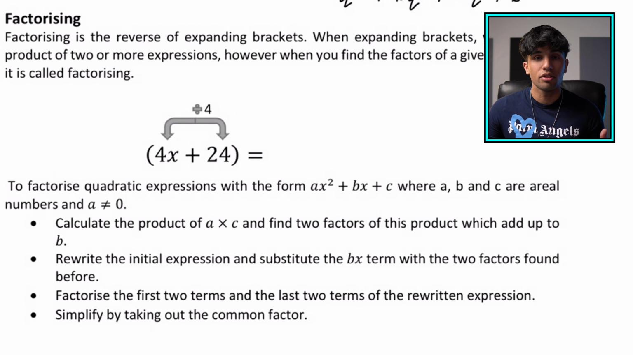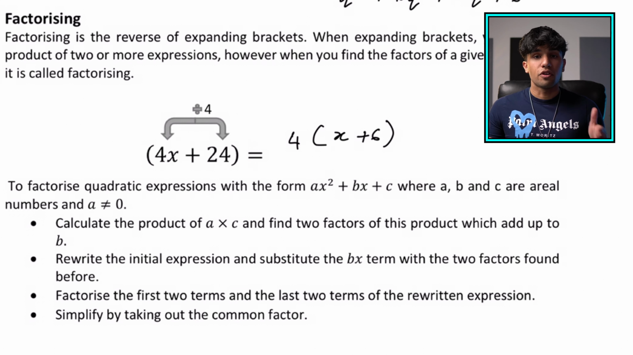For example, you can see here we have 4x plus 24. Now you can divide both terms by 4, and whatever we divide by, that comes out of our bracket. So we can rewrite this as 4 bracket x plus 6. But for example, if you have x in both terms, if you had 4x plus 24x, instead of just taking 4 out, you can bring the x out as well, since it's common in both terms.